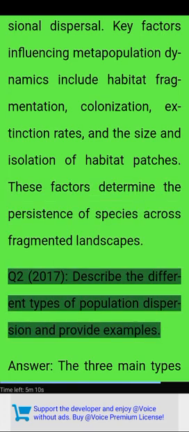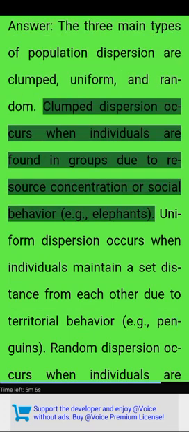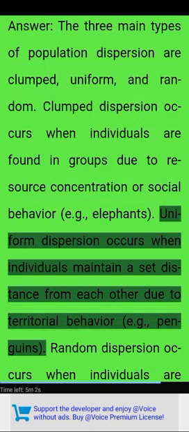Q2, 2017. Describe the different types of population dispersion and provide examples. Answer. The three main types of population dispersion are clumped, uniform, and random. Clump dispersion occurs when individuals are found in groups due to resource concentration or social behavior, e.g., elephants. Uniform dispersion occurs when individuals maintain a set distance from each other due to territorial behavior, e.g., penguins.